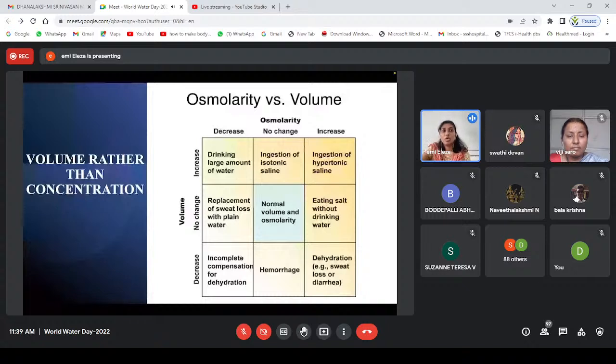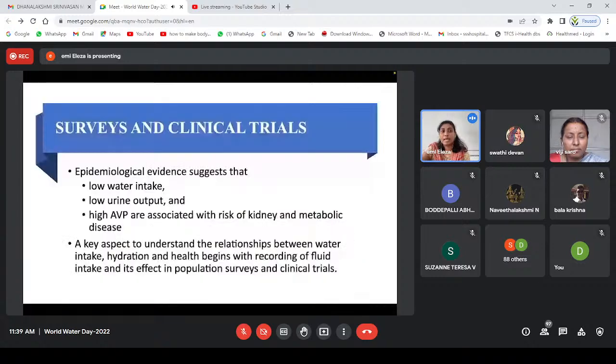Epidemiological evidence suggests that low water intake, low urine output, and high arginine vasopressin are associated with the risk of kidney and metabolic diseases. A key aspect to understand the relationship between water intake, hydration, and health begins with recording of fluid intake and its effect in population survey trials.